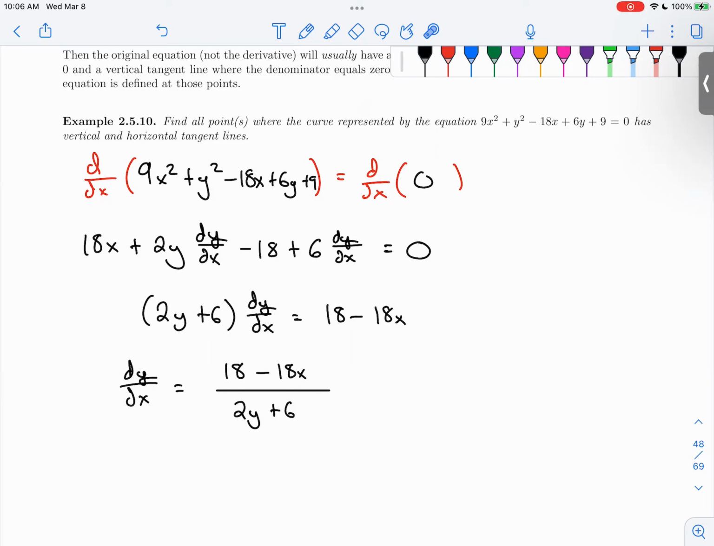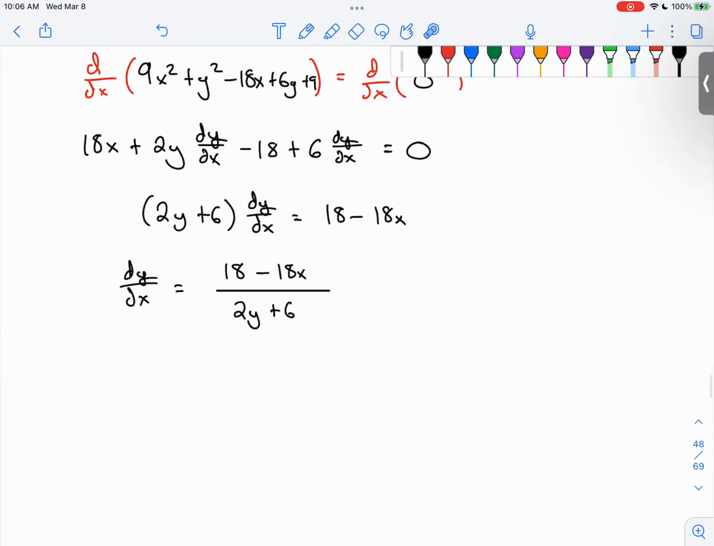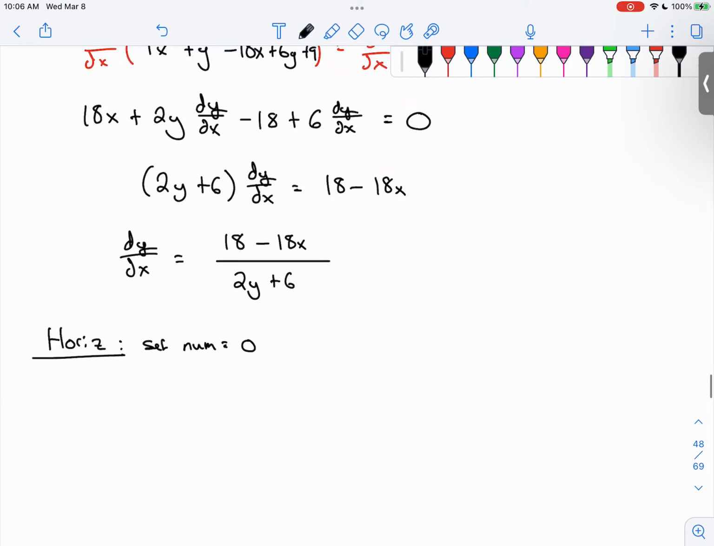So for the horizontal, set the numerator equal to 0. So we have 18 minus 18x equals 0. That gives us x equals 1, right? But notice it asked for the points, not for just the x value. Still need the y value.